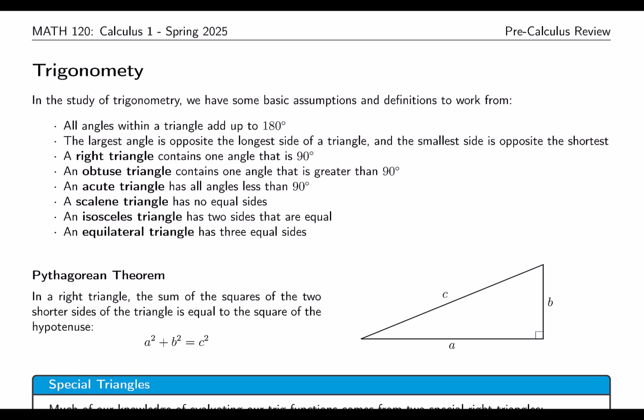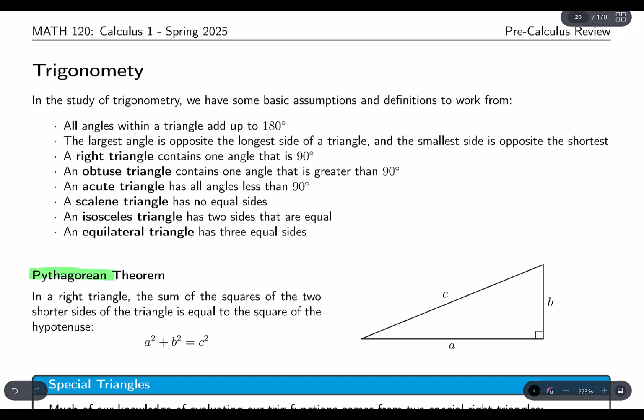The smallest angle is opposite the smallest side, for instance. A right triangle, which is what we talk about mostly in trigonometry, is a triangle that has one 90-degree angle. If it has an angle that's larger than that, it's obtuse. If all angles are smaller than 90, then it's acute. Terms like that are important things to understand from geometry. And then another thing from geometry that's really important is the Pythagorean theorem.